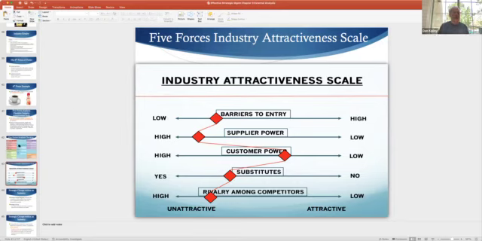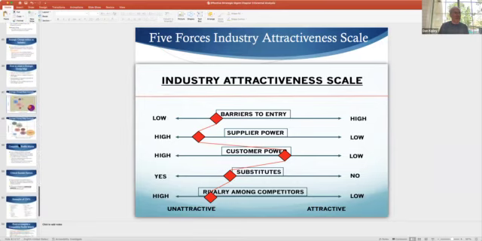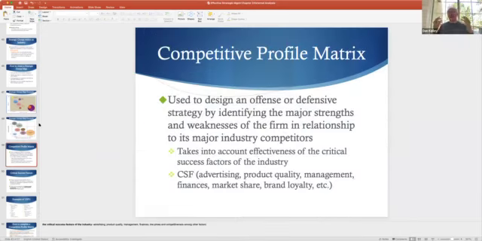All right, one final thing for you guys to consider today, and that is the competitive profile matrix. Now, I love this matrix and I use this matrix every time that I go out and do a strategic analysis of a firm. It's very, very useful. The competitive profile matrix looks at those critical success factors for the industry in which that firm is competing. And then it identifies those critical success factors and determines how well that firm is doing on those factors relative to its competition.